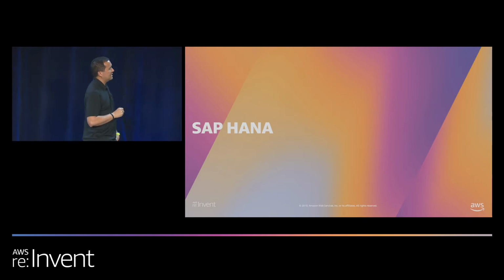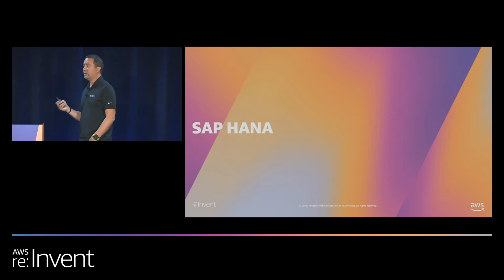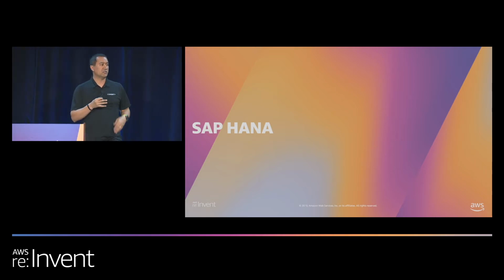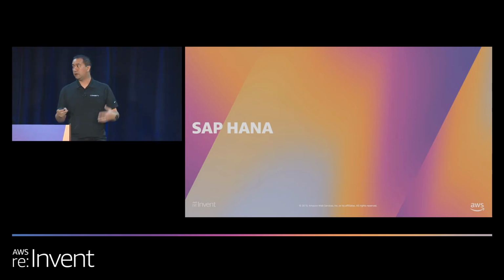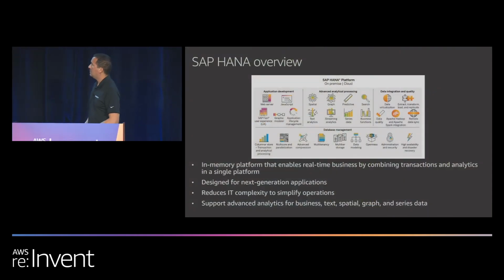So the second part is SAP HANA. Like I said, we're seeing more and more customers. SAP HANA is a very, very, very large implementation around the world, and we're seeing more and more customers starting to deploy it in the cloud because now SAP HANA is certified there, but also it's very easy to deploy in the cloud. That simplification.